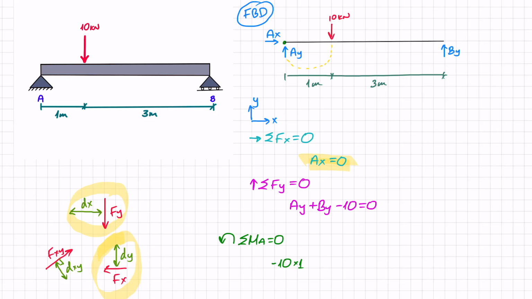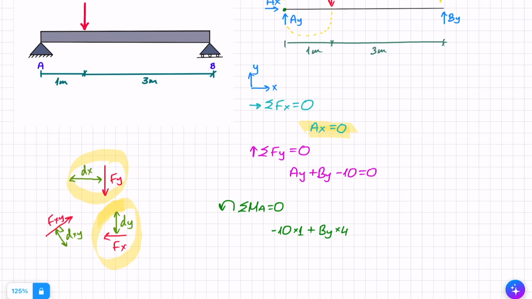But for now, I've got minus 10 times 1. By, I can see here, is going along that line of action and then has to return to A. So it's creating what we would call a positive moment, because that is counterclockwise. So plus By, and the distance in x from the line of action of By to A is 4. And there is nothing else contributing to moment, since Ay and Ax pass through A.